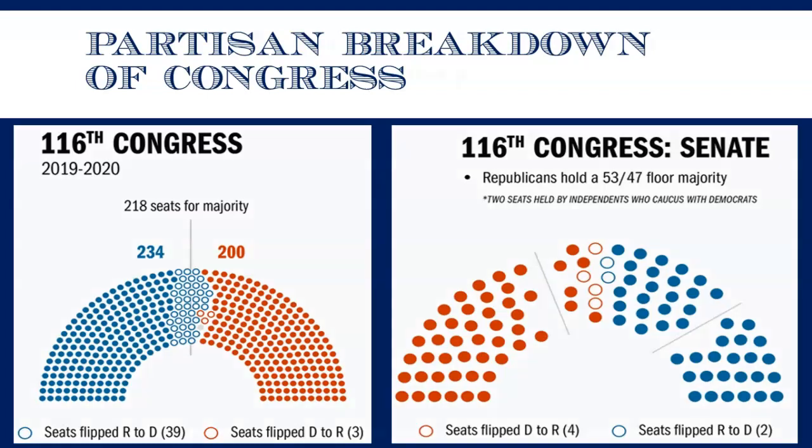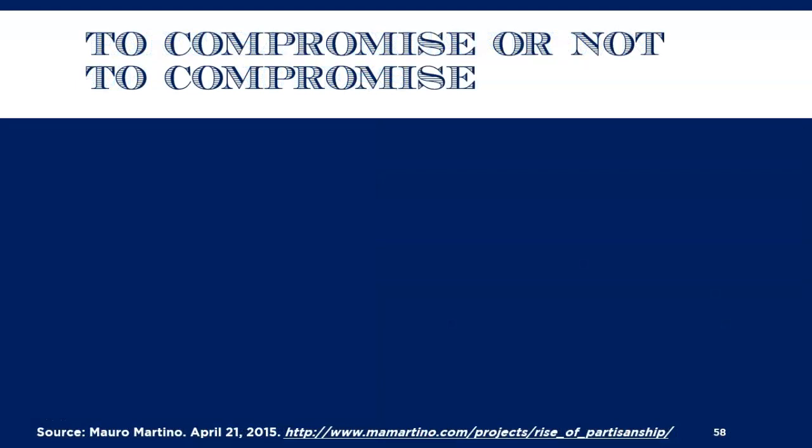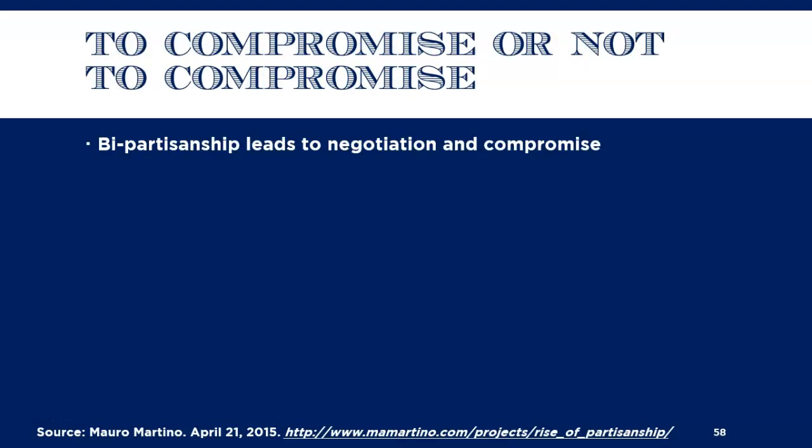So when we talk about compromise or not to compromise, when you talk about the two parties working together, this is called bipartisanship. Okay, and this leads to negotiation and compromise. We'll do this, we'll do that, we'll help you out here if you do this, and that's how things get done. Okay, that's how things get passed. It really allows for the Congress to actually work and to accomplish the things they need to accomplish.